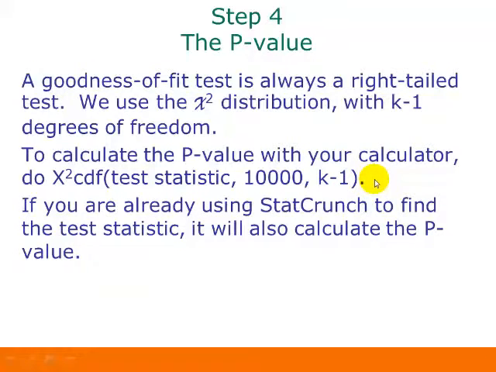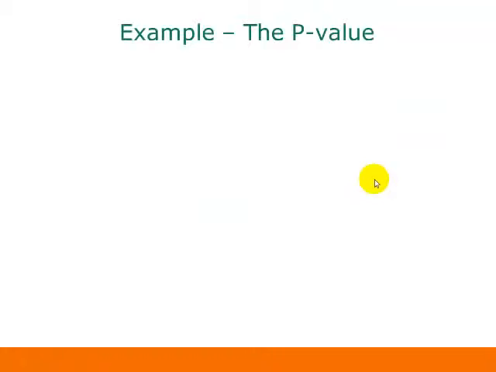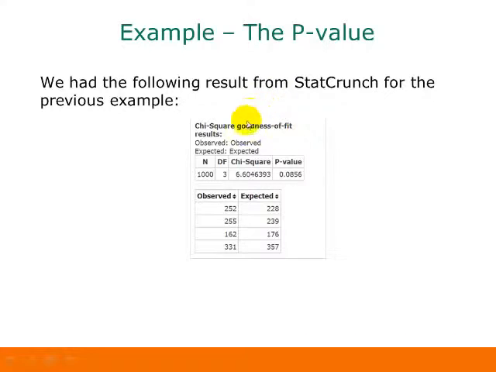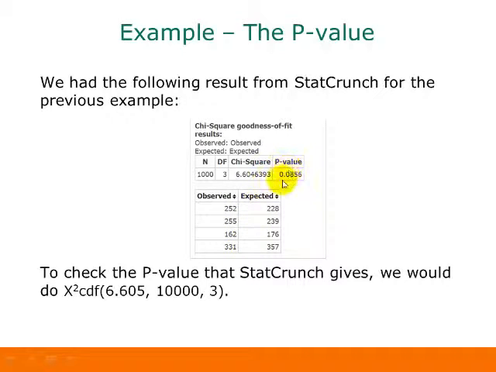Now, if you're already using Statcrunch to find the test statistic, it will also calculate the p-value for you. Here's an example. Here's the result we had before from Statcrunch. We found our test statistic for this one was approximately 6.605. If we want to check this p-value that Statcrunch gave us, on our calculator we would do chi-squared CDF of 6.605, put in a big positive number, and 3 because we have 4 categories here. So the degrees of freedom is 1 less than that.